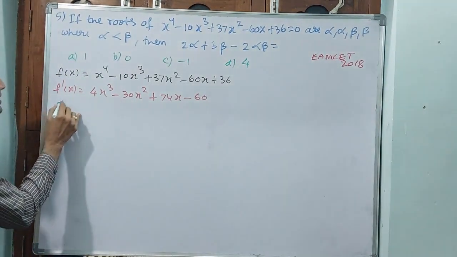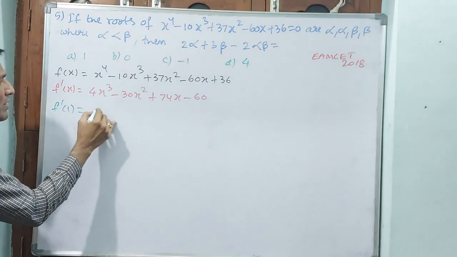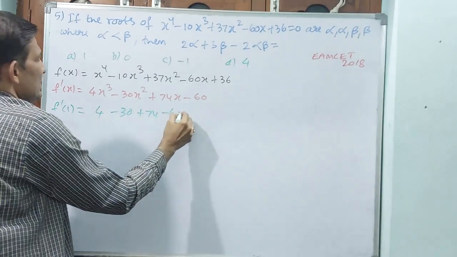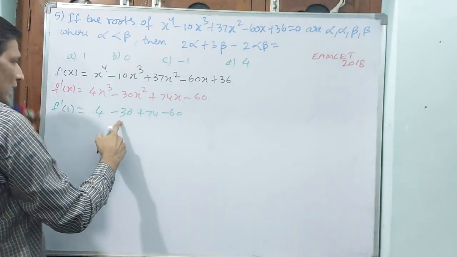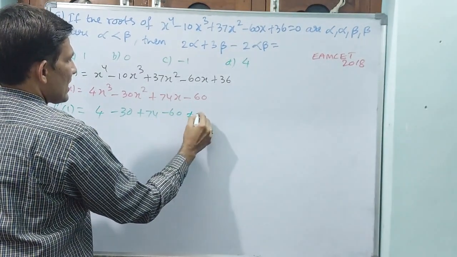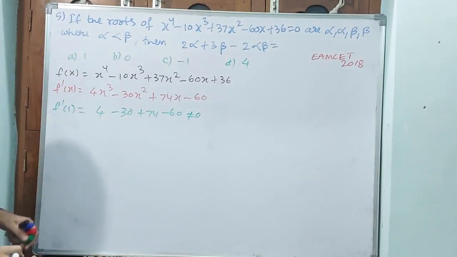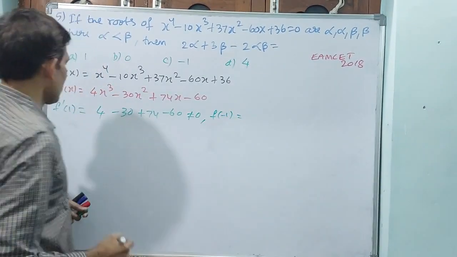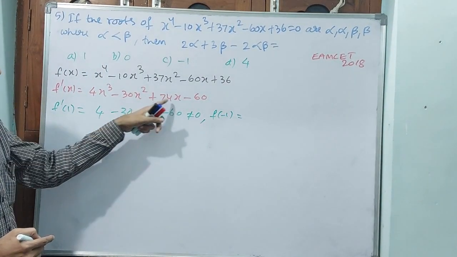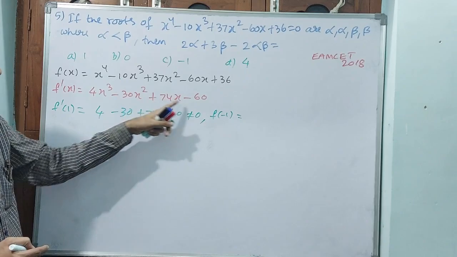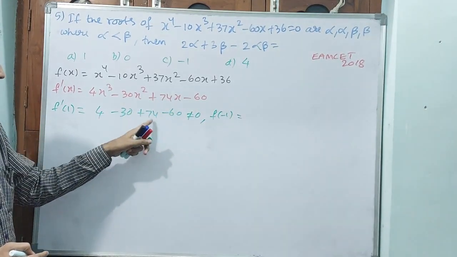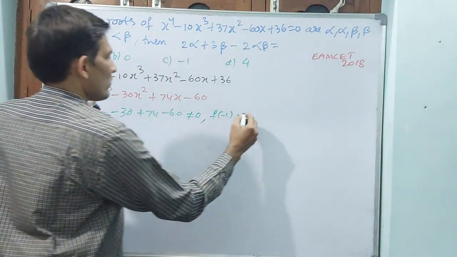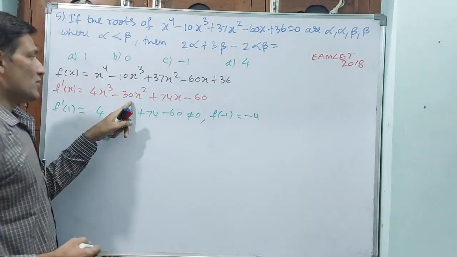What will happen now? f dash 1 I am taking first. That is 4 minus 30 plus 74 minus 60, which is 78 minus 90, not equal to 0. Then you go for f dash of minus 1 also. 74 minus 30 minus 60 minus 90. But this is not going to help us. If you take minus 1, this is going to become minus 4, but this is minus 30.